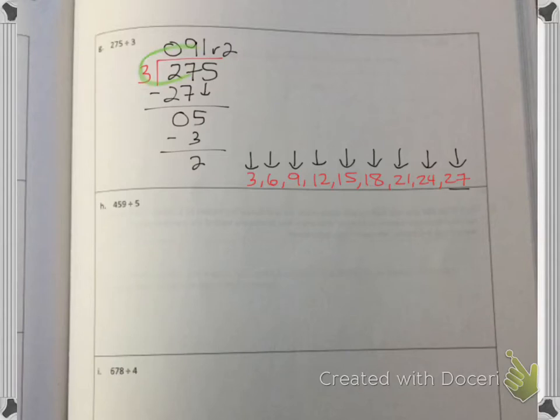Let's check our answer. 91 times 3. 3 times 1 is 3, and then 3 times 9 is 27. Plus 2, because don't forget that remainder, and yes, we do come out with the same dividend, so we are correct. So 91 with a remainder of 2 is correct. Nice. Perfect. If you need to, go start the video over again or go over that problem one more time.